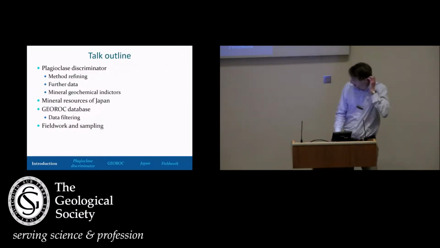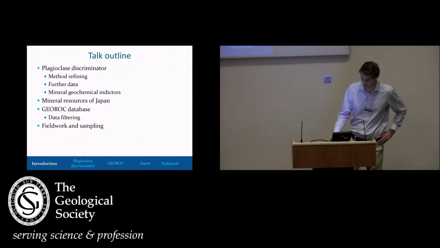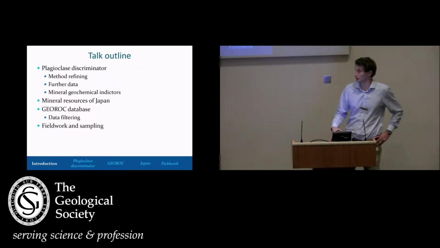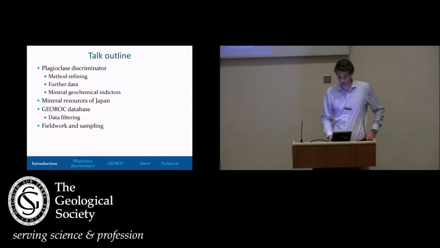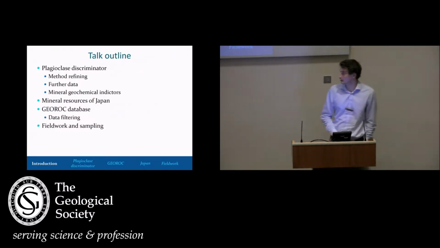So this is just an outline of what I'm going to talk about today. The plagioclase discriminator introduction, so I'll talk about what Ben suggested in his study a year ago. And then this ties in with some of the other research going on at the Load Group in the museum, using minerals as possible vectoring tools for porphyry fertility. I'll then speak about the mineral resources of Japan and show a map, and so basically why we're interested in looking at Japan. And I'll then talk about the GEOROC database and how we use that to identify potential sites for sampling in Japan.